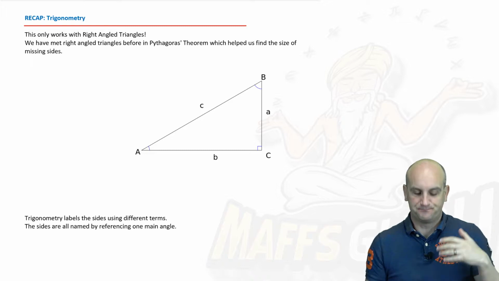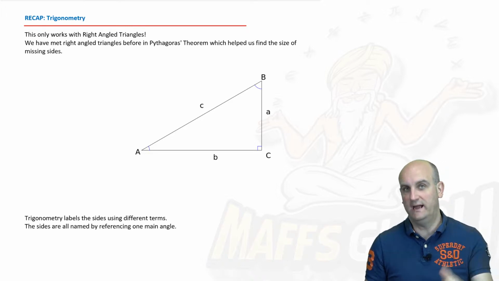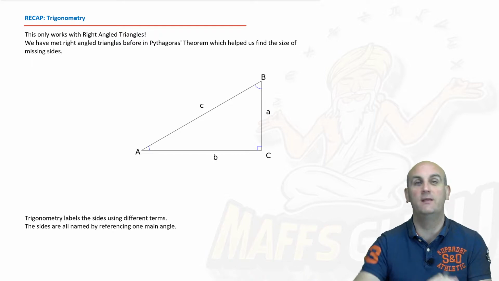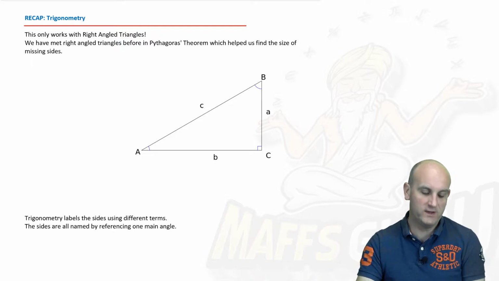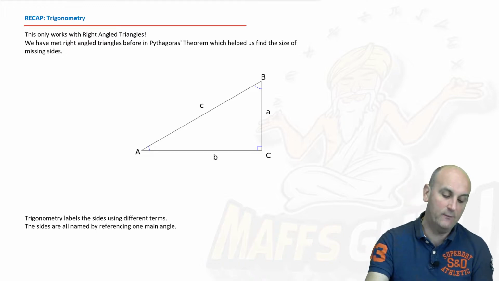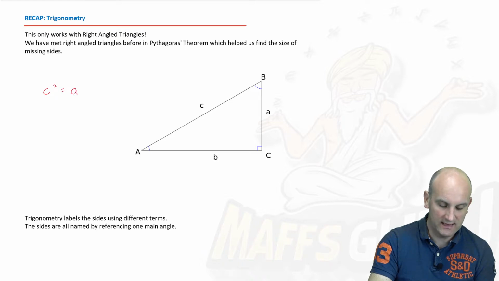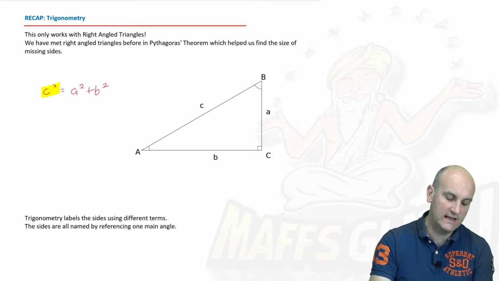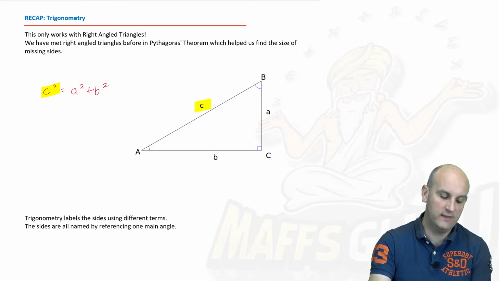Now remember, trigonometry only works on right-angled triangles, as does Pythagoras' theorem only work on right-angled triangles. Any other triangles, we use different rules, and there are videos coming up that will show us how to do that. Now, obviously, as I say here, we've met right-angled triangles before in Pythagoras' theorem, and we know that Pythagoras' theorem states that c squared was equal to a squared plus b squared. Yes, and what was c? Well, c was our longest length, otherwise known as our hypotenuse. And there we go, that is our value of c.